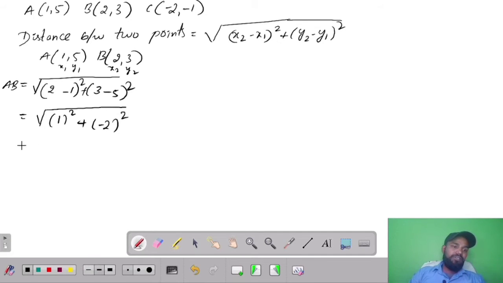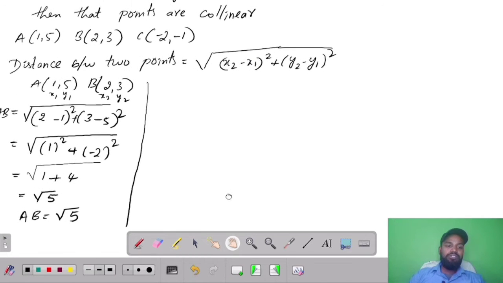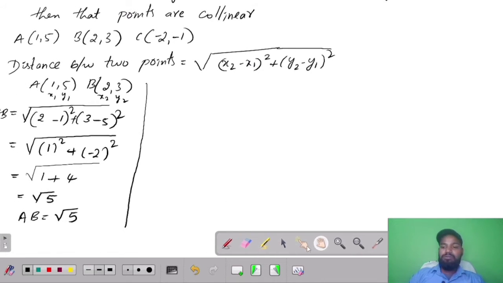So it is equal to under root 1 square 1 plus 2 square 4, that is nothing but root 5. What is the AB value? Root 5. AB equals root 5. Okay, moving to the next one. So that is BC we should find, right? We should find BC now.